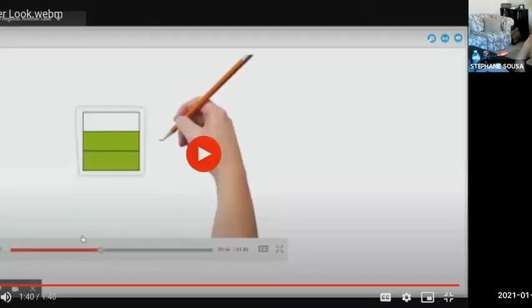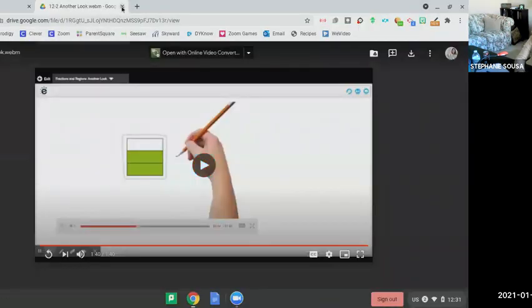Okay, so understanding when we have a model that is shaded, the top number is how many are colored. The bottom number is how many are on the whole thing. What questions can I answer about that?